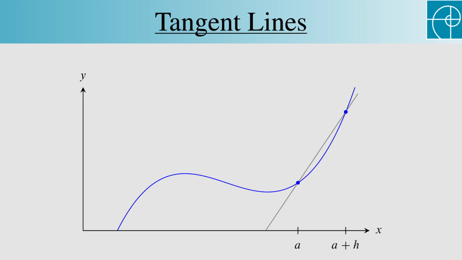We can see that as we shrink h, the point on the right moves closer to the one on the left, and the secant line approaches this line. That's the tangent line. Its slope is the derivative of f at a. So we get the following definition.